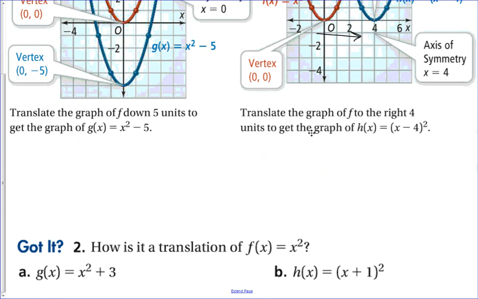You don't have to graph these. But how is it a translation of f of x equals x squared? We have g of x, which is x squared plus 3, and h of x, which is x plus 1 quantity squared. So pause the video and figure out how these are translations.